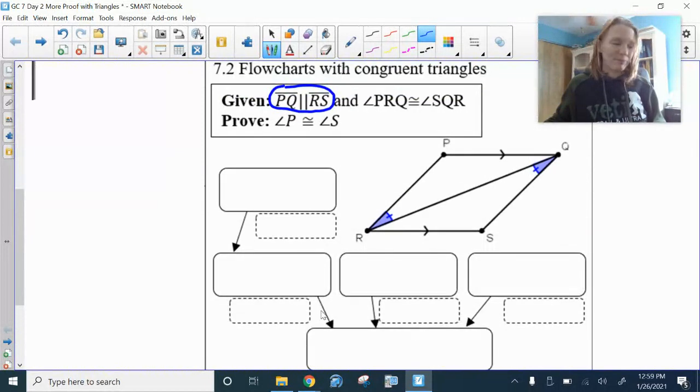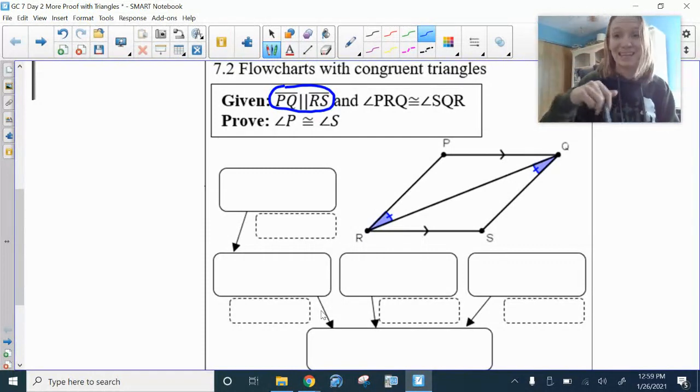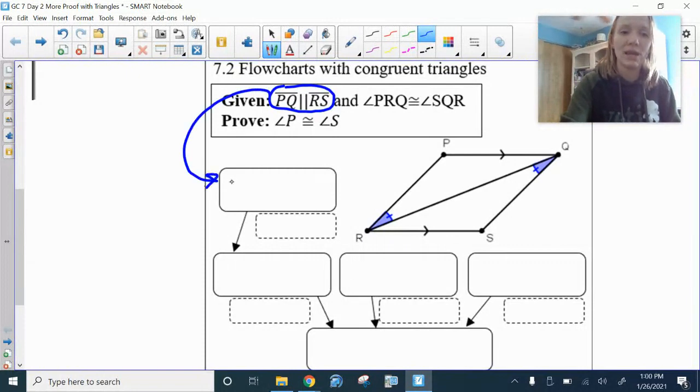The reason we have 4 levels is because now we are going to put everything we've been given into the flow chart, which we haven't before. Before, if we were given parallel lines, we didn't actually include that in the flow chart. We're going to do that now. So we're going to start with saying PQ is parallel to RS. That has been given to us.